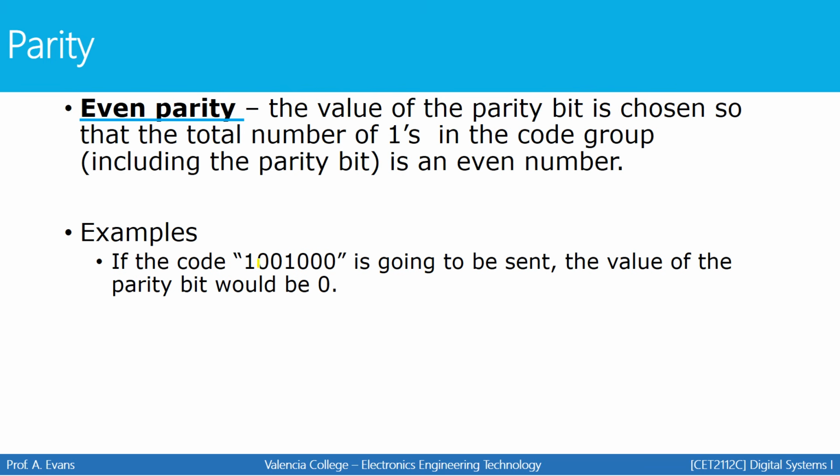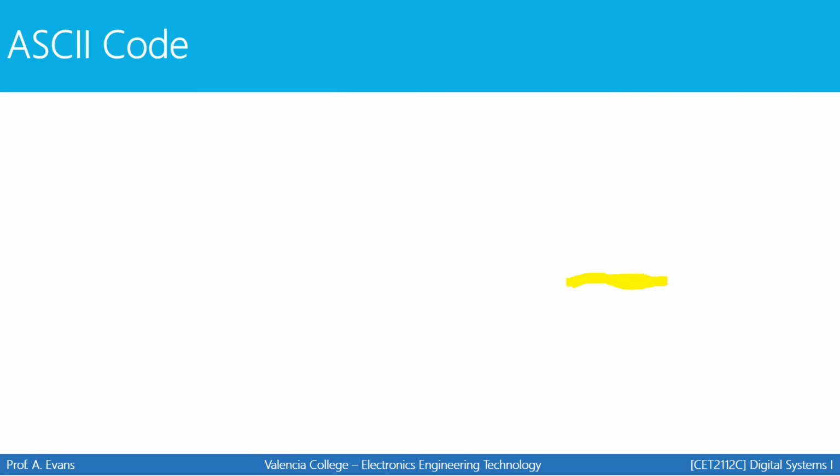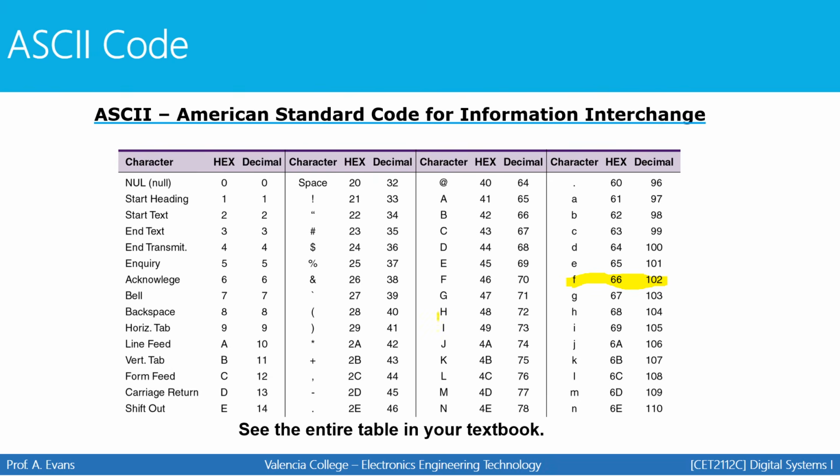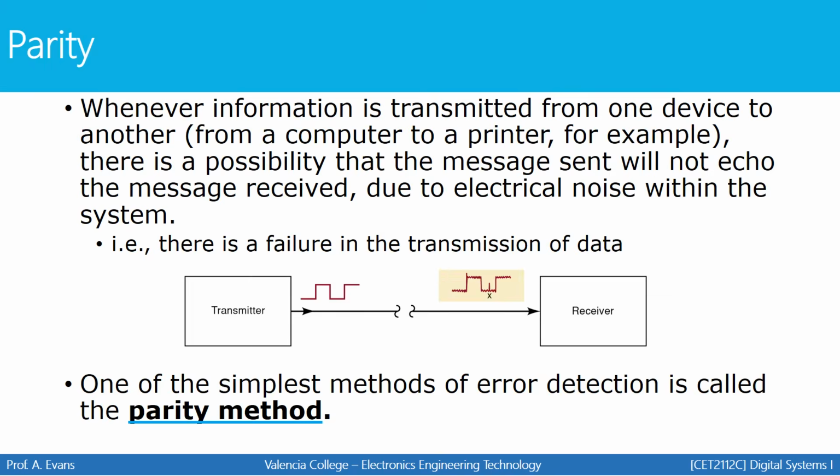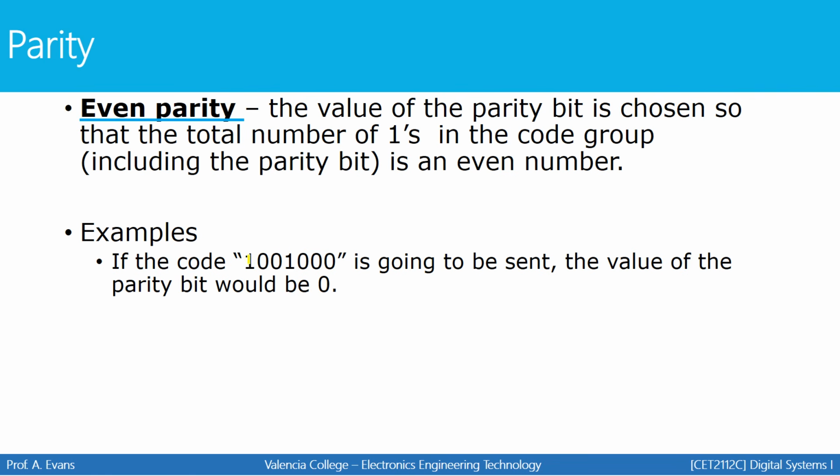Let's say I'm going to send the code 1001000. That represents, in hex, 48. If I go back to my table, that means I'm trying to send the letter H, a capital H. That's the message I want to send. If I'm using even parity, I'm going to add another bit to the front of the message. I have to add a bit. It's going to be 0 or 1. I'm going to pick it to be 0 because there is already an even number of ones in the message. That's the idea of parity and adding a parity bit.